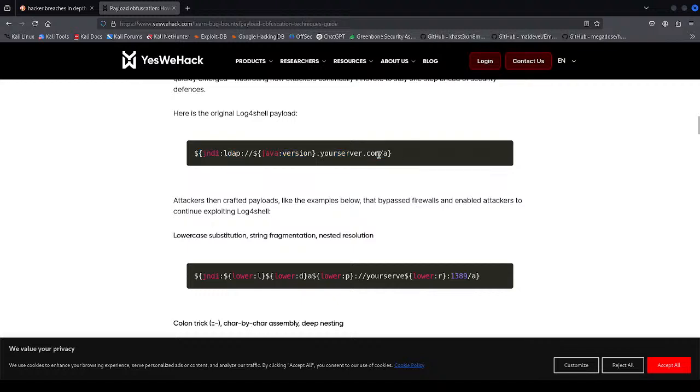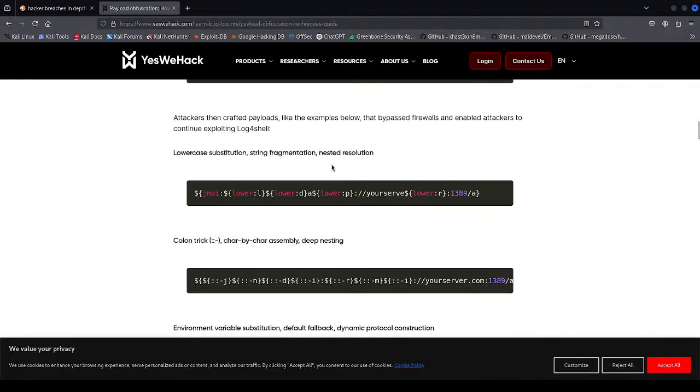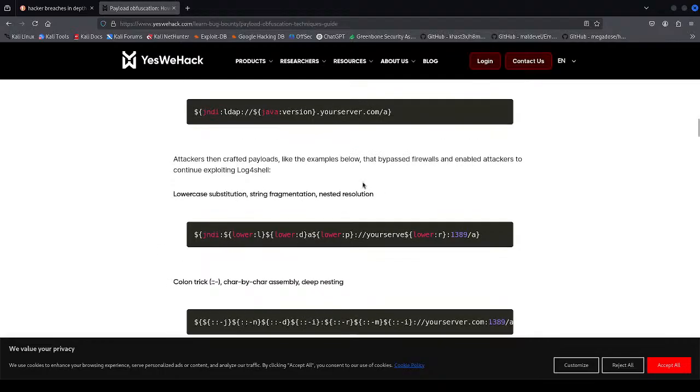If I'm not mistaken, this exploit gave you system access to the server that ran it, and I believe you could put in system commands and it would run them. So this is how the original command looks, right? As you can see here, LDAP. Then there's lower substitution, string fragmentation, and resolution. So ${lower:l}, ${lower:d}, ${lower:p}. Oh, that's interesting.